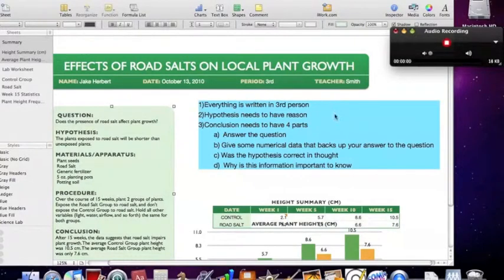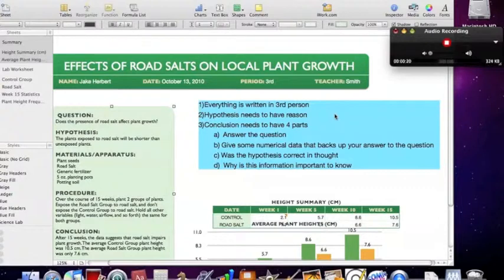Alright, here we are taking a look at what makes a good report. The first thing we're going to look at in this person's report is the blue area. It gives you all the ideas that you need to cover. Number one thing is, it says, is everything written in third person?